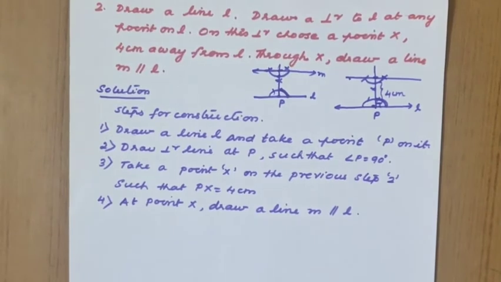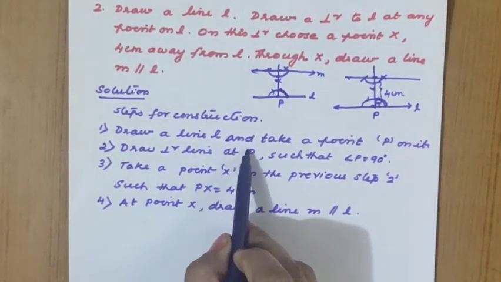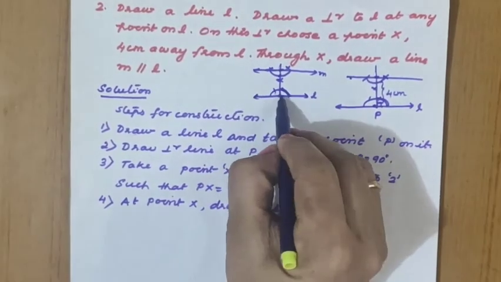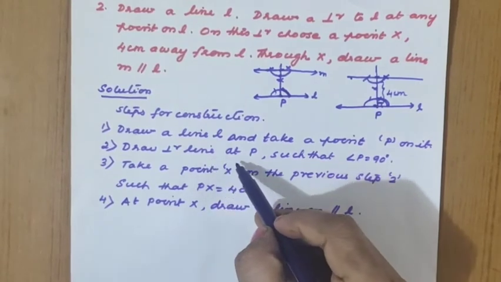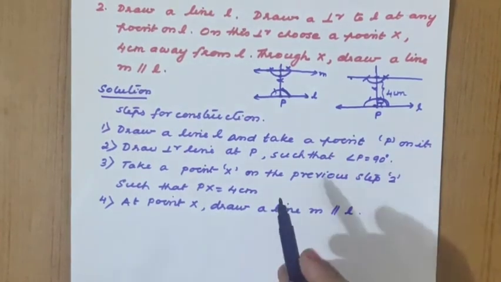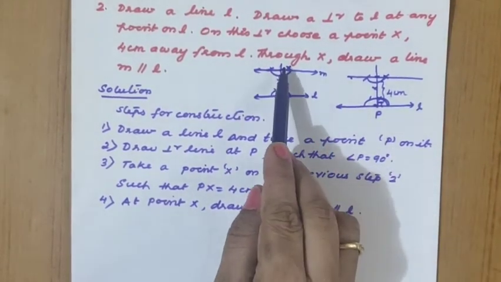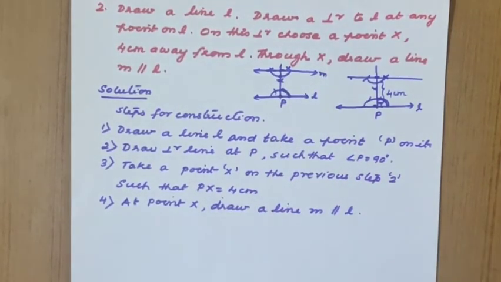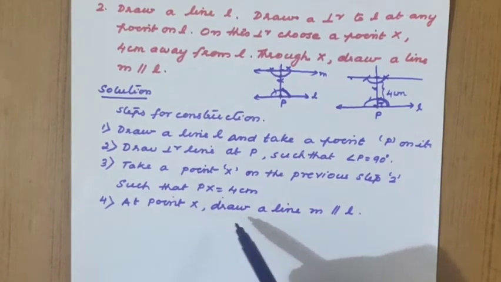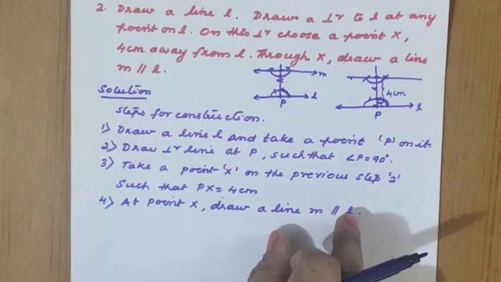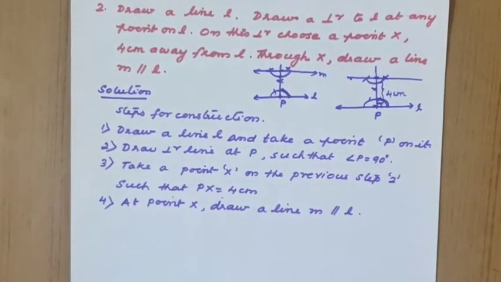So I'll read the steps now. Draw a line L, take a point P on it. Correct na? Line L we have drawn and a point P have taken on it. Draw a perpendicular line at P such that angle P equals 90 degree. That means 90 degree construction we have to do. Take a point X on the previous step 2. That means on this perpendicular line we have to mark X, which is 4 cm away from the line L. At a point X draw a line M parallel to L. Means last week's class question, we have to follow the instructions of that one. Alternate interior angles are equal, then the lines will be parallel. That idea should be used.